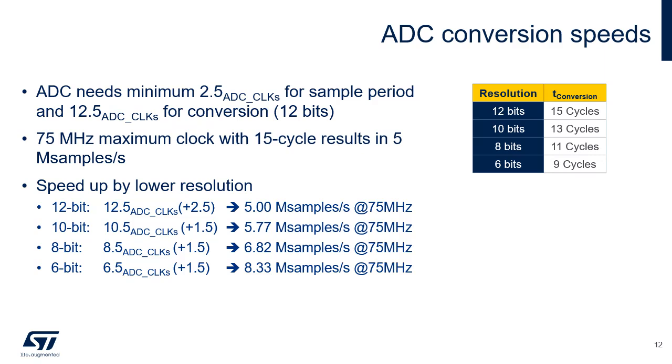The ADC needs a minimum of 2.5 clock cycles for the sampling and 12.5 clock cycles for conversion for 12-bit mode. With the 75 MHz ADC clock, it can achieve 5 megasamples per second. For a higher sampling speed, it's possible to reduce the resolution down to 10, 8, or 6 bits. STM32H503 maximum sampling rate is 2.5 megasamples per second for 12-bit mode.